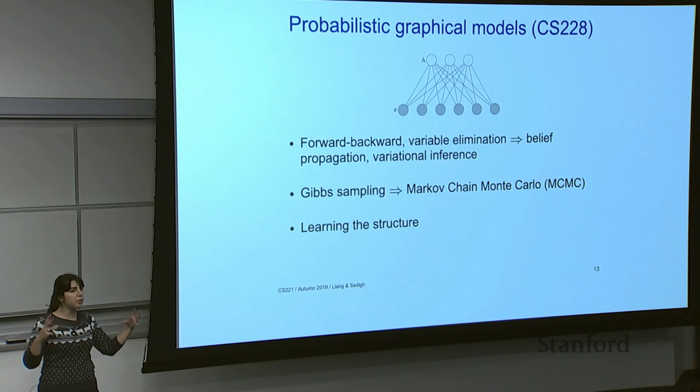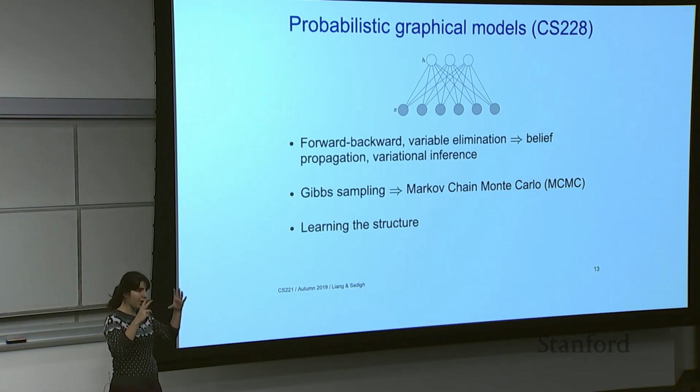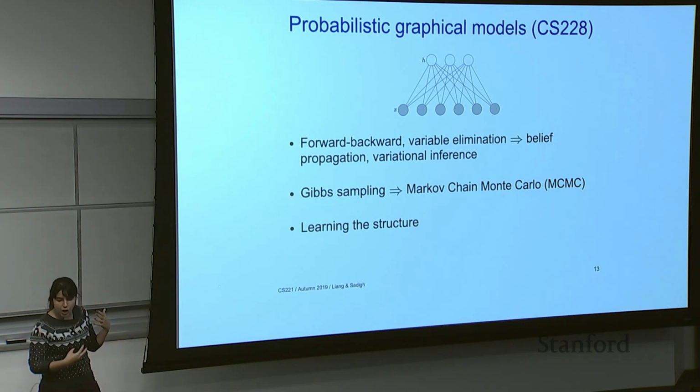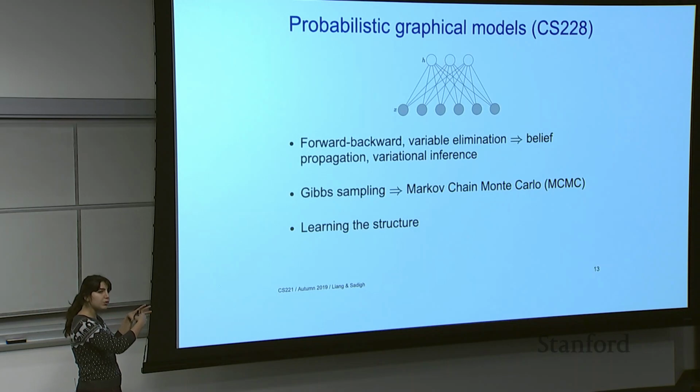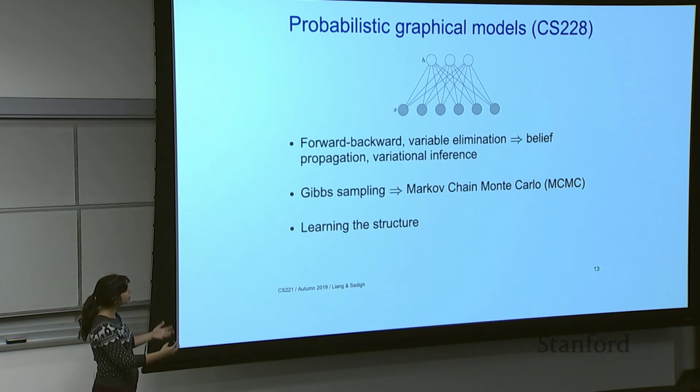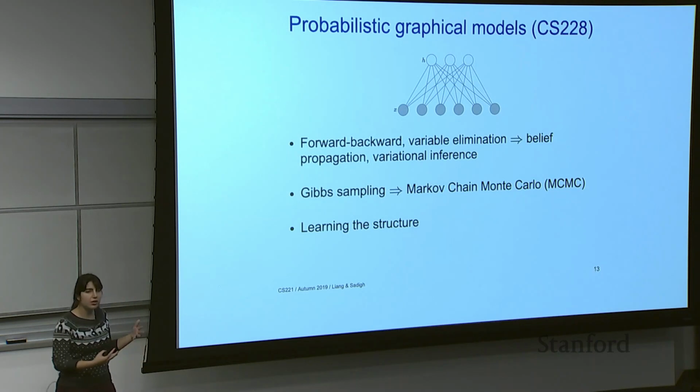If you remember the variable-based models part of the lecture, this would be the next course that goes deeper in that. We talked about algorithms like forward-backward, variable elimination, but if you take 228, you'll be talking about more general algorithms like belief propagation, variational inference, Markov chain Monte Carlo, and so on.